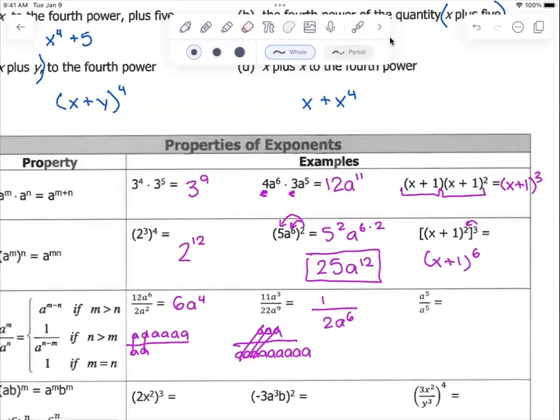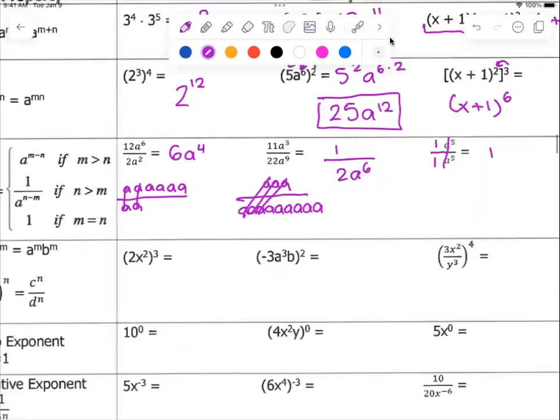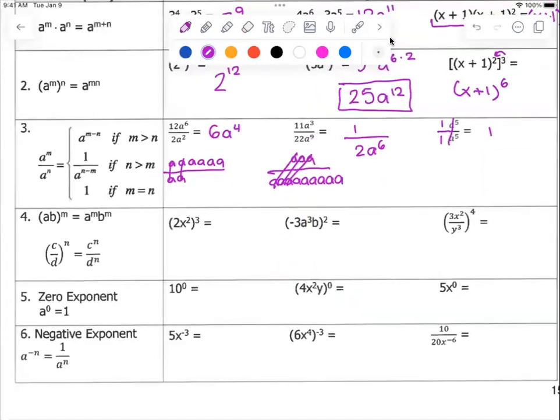Next one, a to the 5th over a to the 5th. I have a lot of people just cancel this out and say it's 0. It's not 0 because the coefficient in front is 1. 1 over 1 is still 1. Yes, there are no a's left, but you still have the number 1. Next one is this power to power, which we kind of looked at a little bit above, but it's true also with fractions. You want to raise that power to each part. So we have 2 to the 3rd, and then we have x to the 2 times 3. So 2 to the third is 8. 2 times 3 is 6.